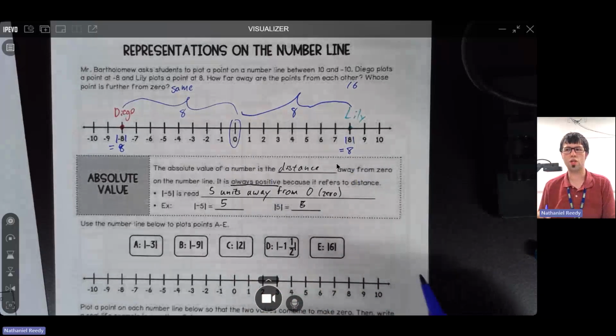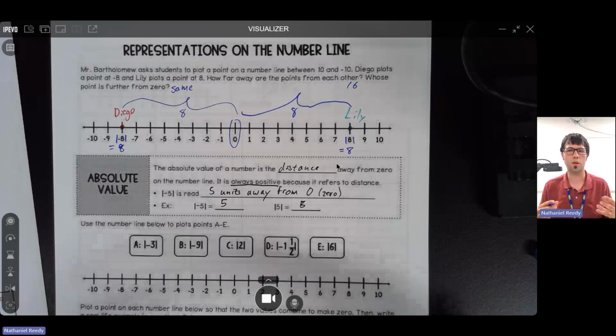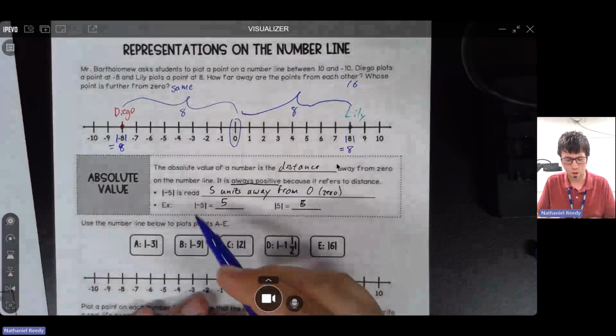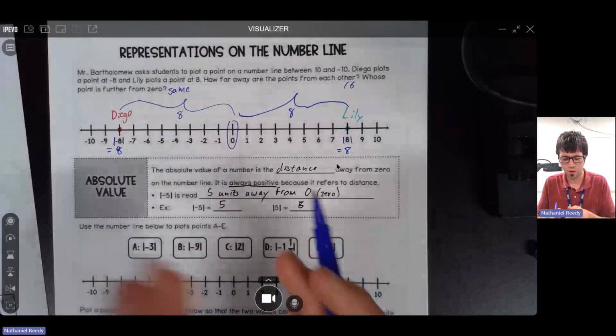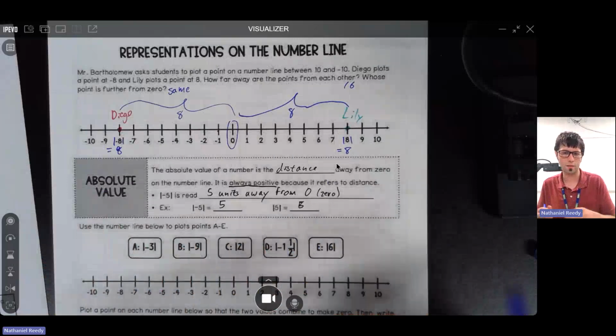And one quick cheating way of looking at it is that if I have the absolute value bars around a negative number, I convert it to a positive number. If I start at a positive number, well, it's still positive.